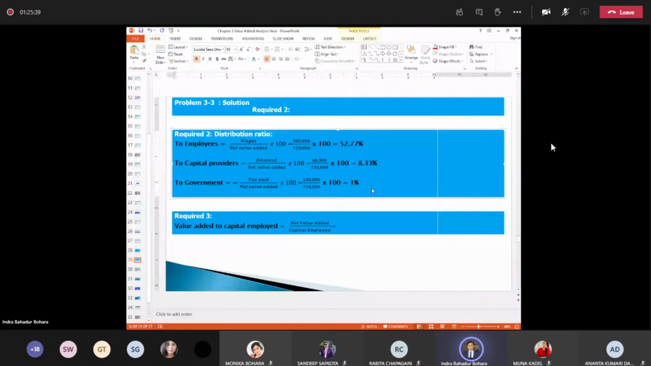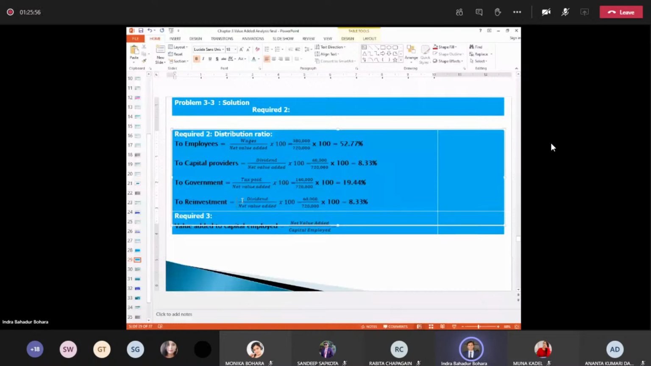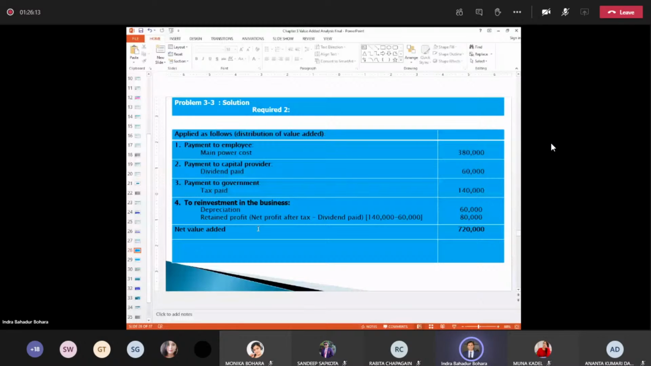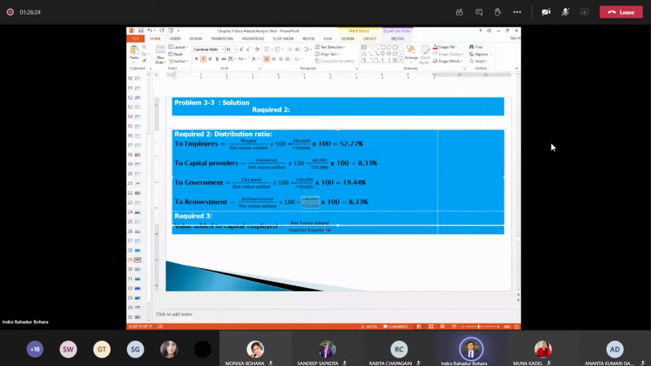To reinvestment: reinvestment, or depreciation plus retained earning, is 1,40,000. Same, right? 19.44.